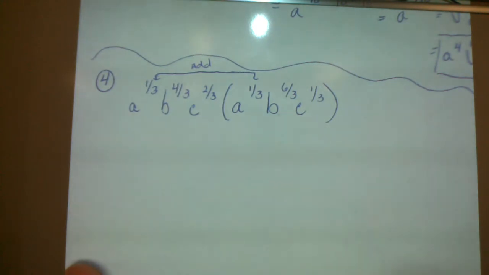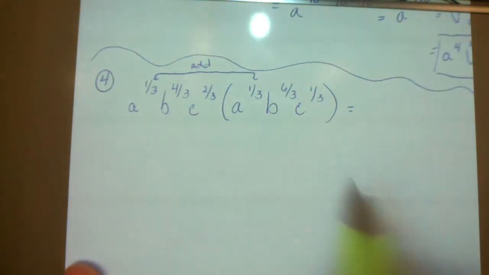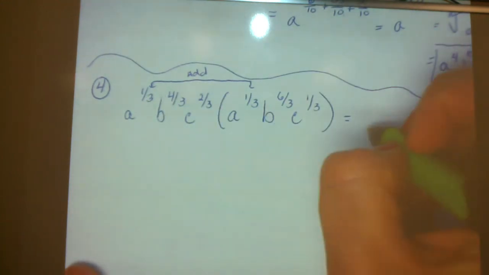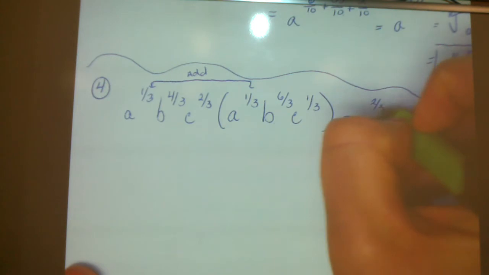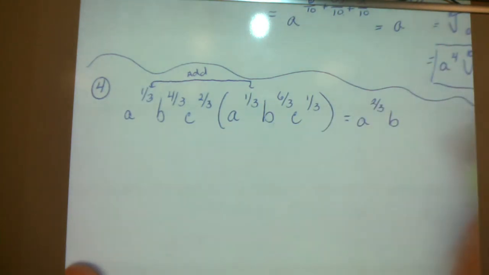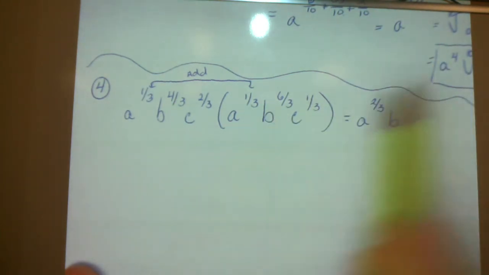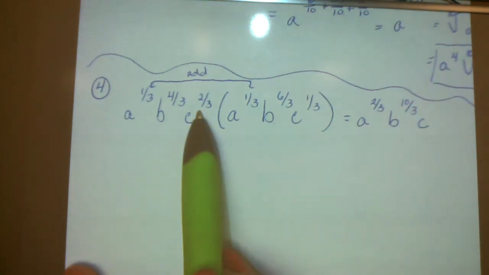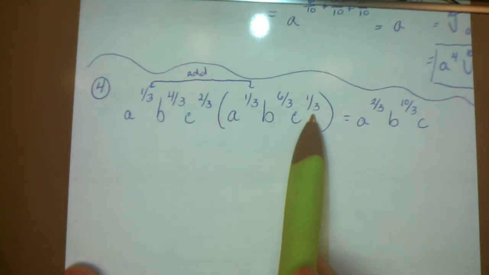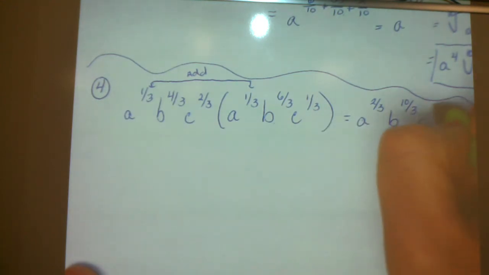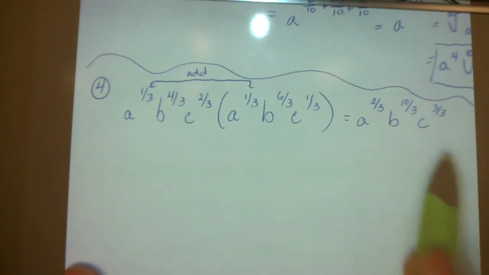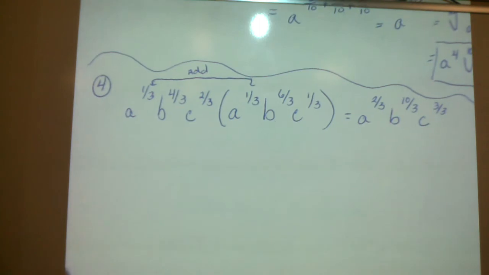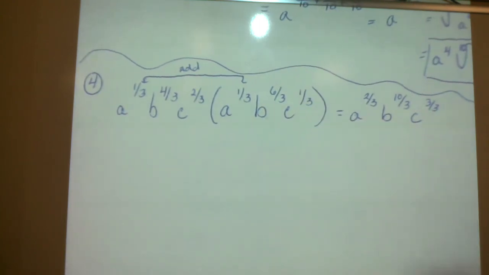So this becomes, I'm not going to write it out like I did up here. We're just going to add it. 1/3 plus 1/3, that's giving us 2/3. Now I'm going to do the same thing with the b's. 4/3 plus 6/3, that's giving us 10/3. And then 2/3 plus 1/3, that's going to give us 3/3. Now this one I already know I can divide out. I'm going to get an answer of c to the 1st, but let's write this in radical form.